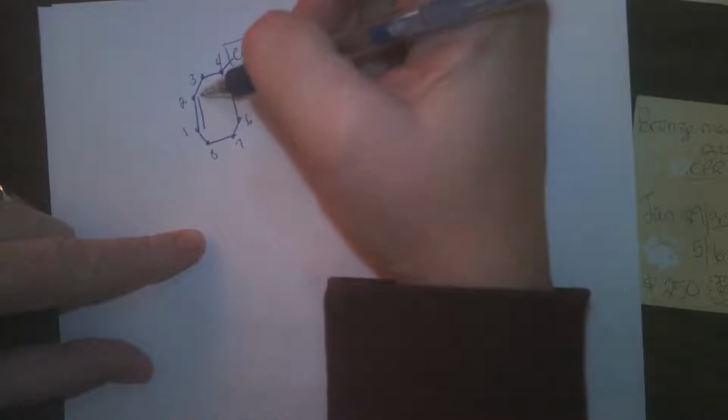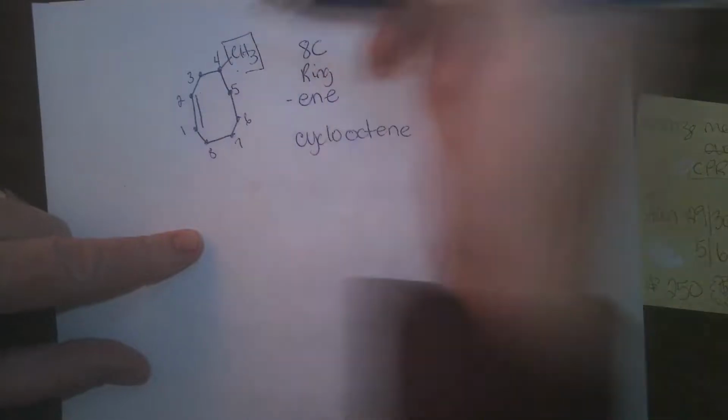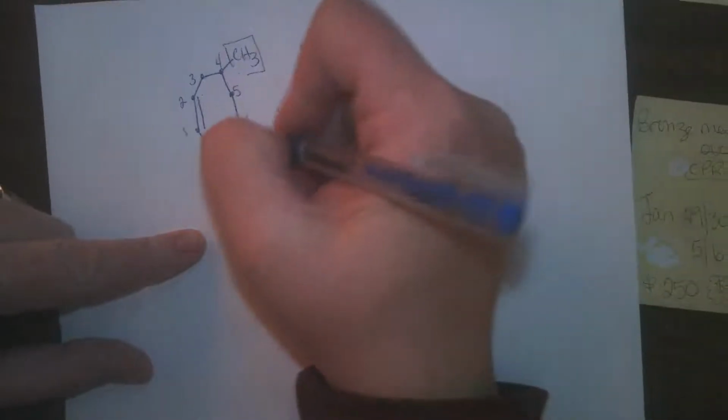The double bond, we're going to go the shortest way to this methyl group. So we can go 1, 2, 3, 4, 5, 6, 7, 8. If we start the double bond on this side, we would go 1, 2, 3, 4, 5, 6, 7. So the shortest way is to go this way. So we have 4-methylcyclooctene.